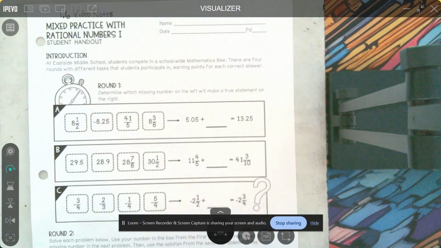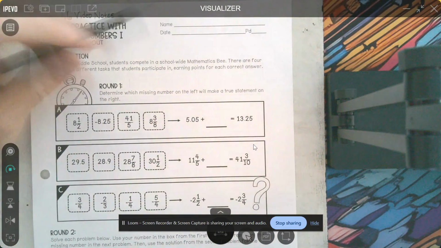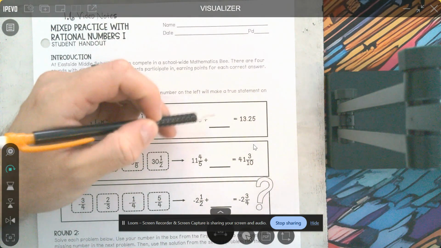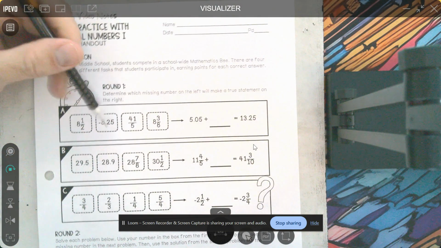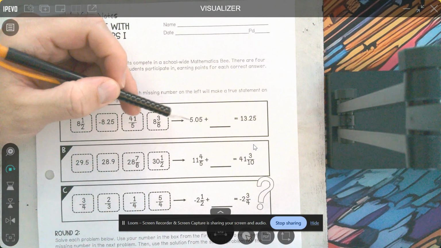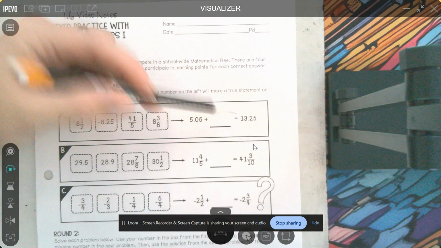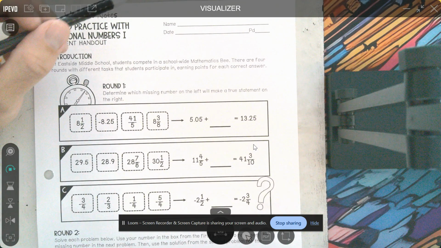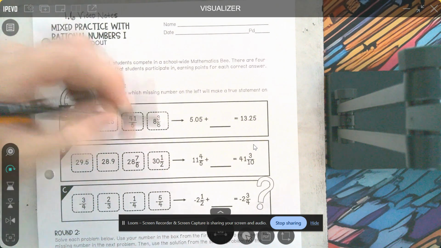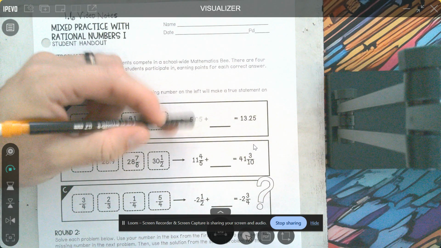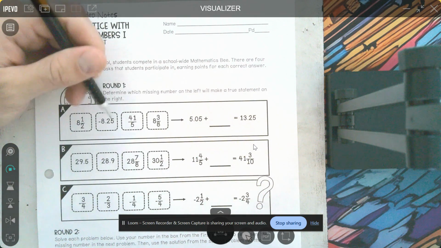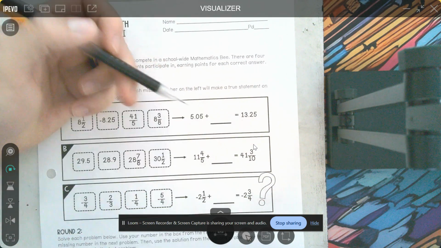First things first, we're going to find the missing answer here. Our answer is one of these 4 boxes. We have to find out, what do we add to 5.05 to get an answer of 13.25? I'm going to show you 2 different methods. The first method is guess and check. 5.05 plus one of these numbers is equal to this answer. So let's guess and check.